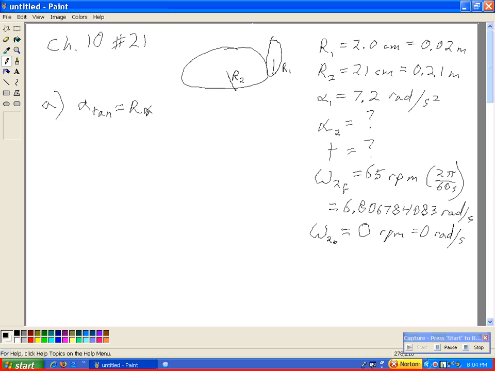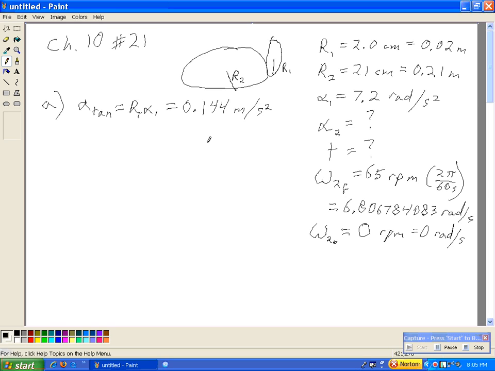Alright, so let's find out what the tangential acceleration is for the first wheel. We plug the numbers in, where R, this is R1, this is alpha 1, and we get 0.14 meters per second squared.